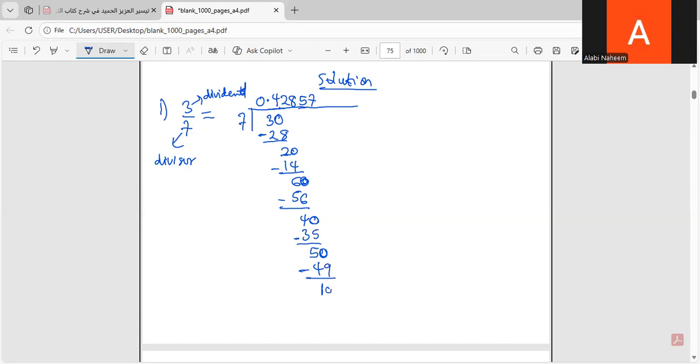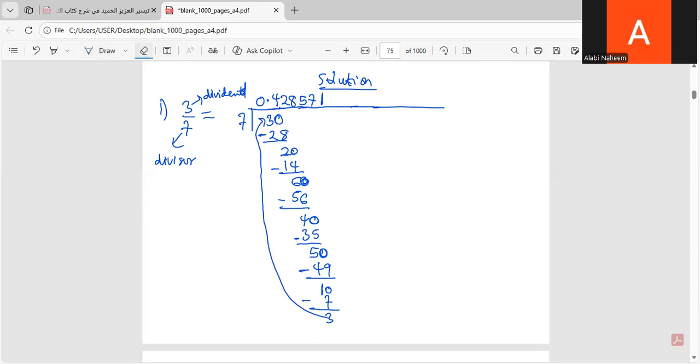Add 0, because 1 is smaller than 7. So you add 0 again. 7 in 10 is just 1. 7 times 1 is 7. You subtract. What do you have? You have 3. You can see after all these divisions, 0.428571. You now have 3 here. And you remember we started with 3. Go to the beginning. This is 3. So this is where the decimal will recur.